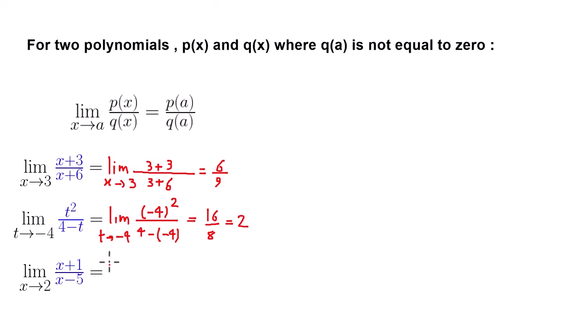And the last example is about the limit of x plus 1 over x minus 5 as x approaches 2. Now let's plug in 2 into the expression: 2 plus 1 over 2 minus 5, and we get 3 over negative 2.